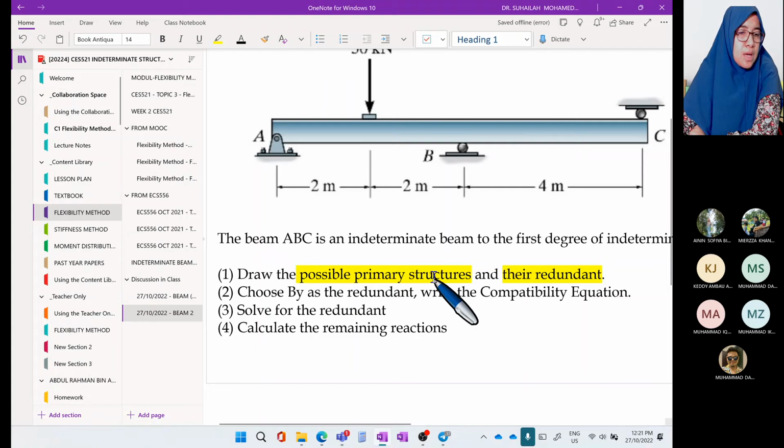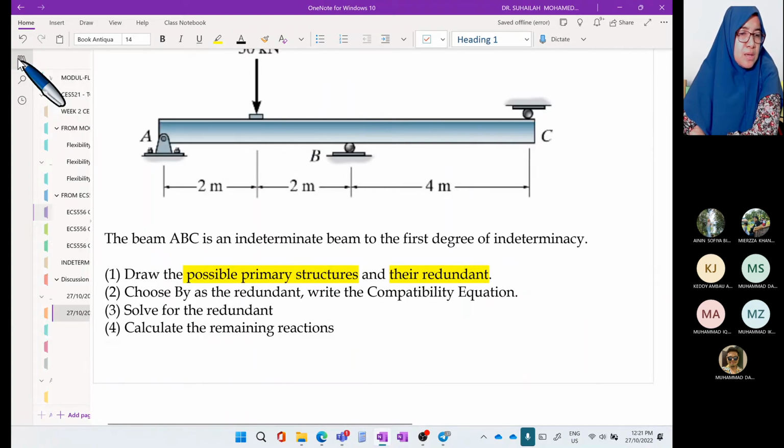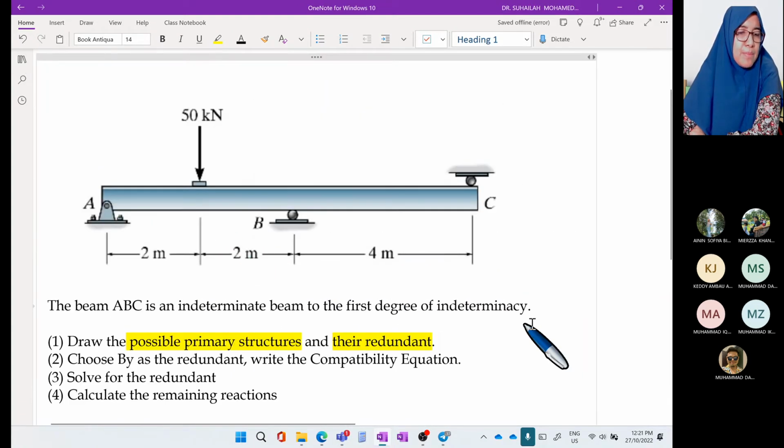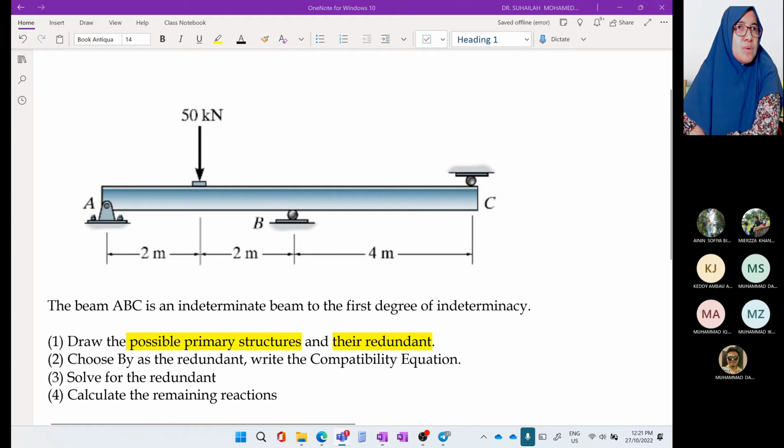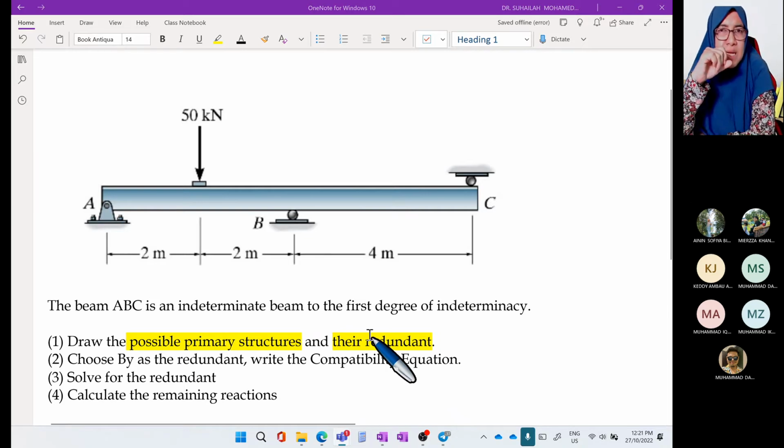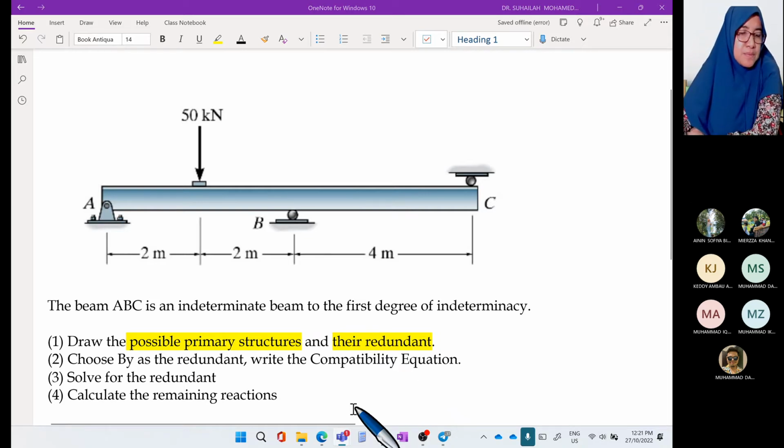Okay, so the question is: draw the possible primary structure and their redundant. Everyone, how many do we have? We have 7 people. Do it now and please submit on Teams. Don't need to be too detailed, sketch only.